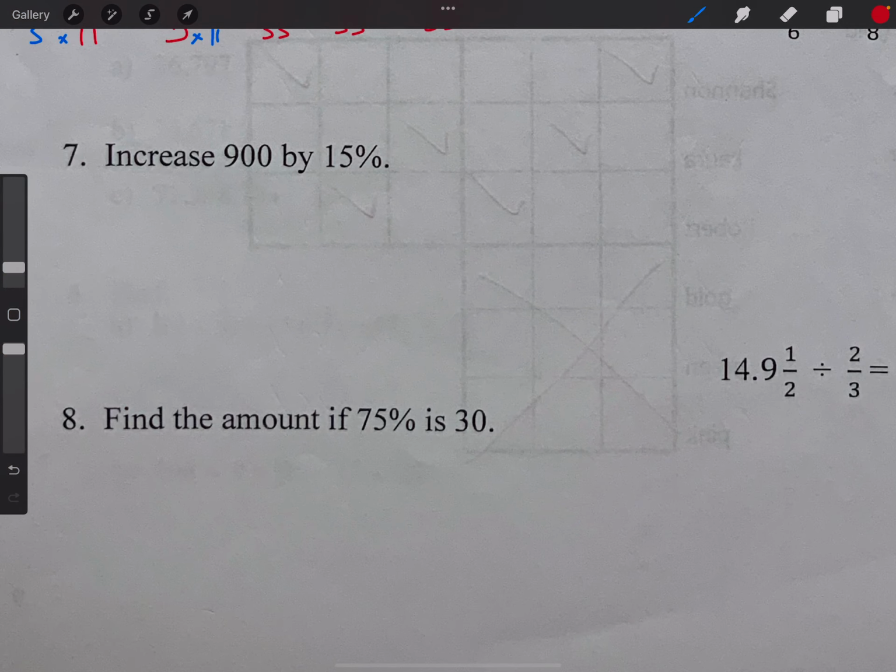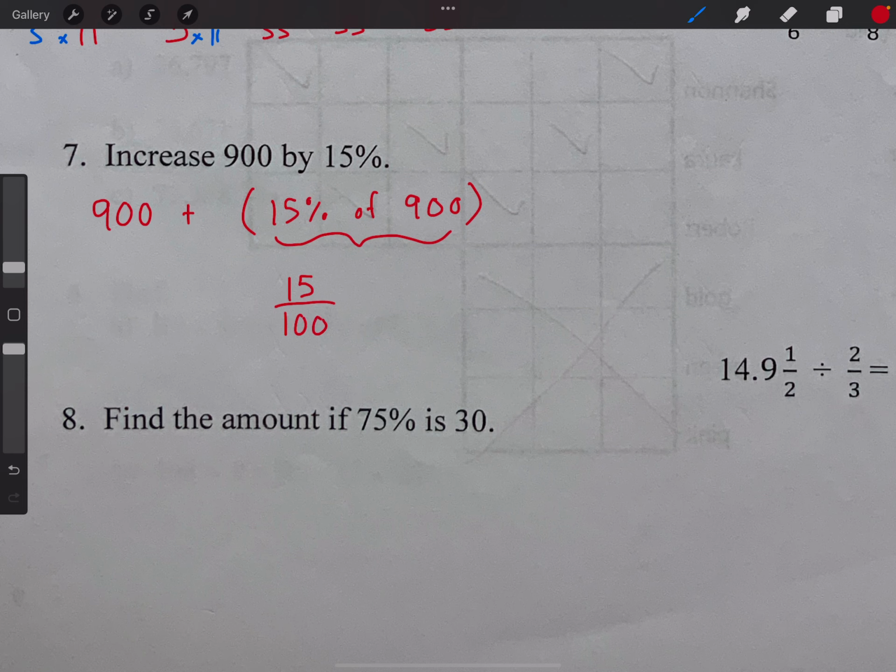Question 7. Increase 900 by 15%. So we're going to take 900 and add it with 15% of 900. We need to work out this first. So 15% of 900. Now we're going to change the percentage into a fraction, so that's 15 over 100. Of means times. And 900 is 900 over 1 because it's a whole number.